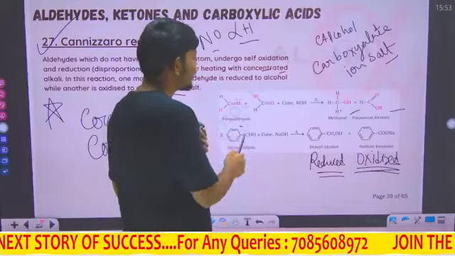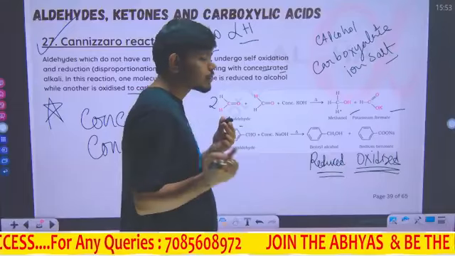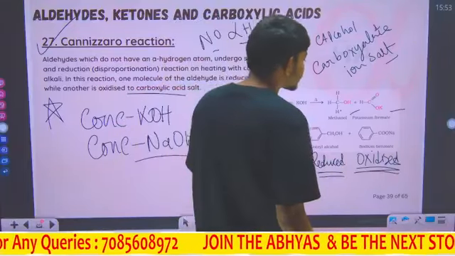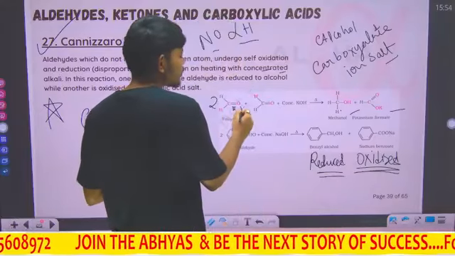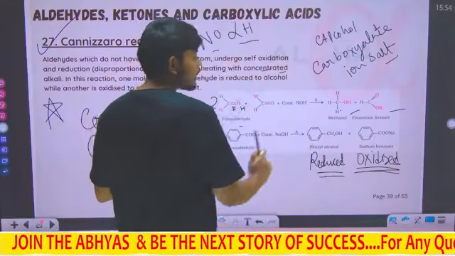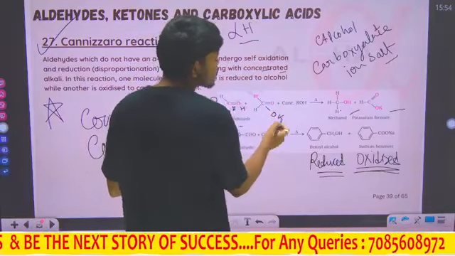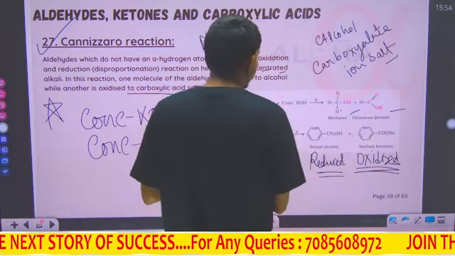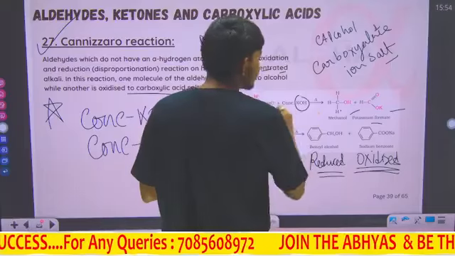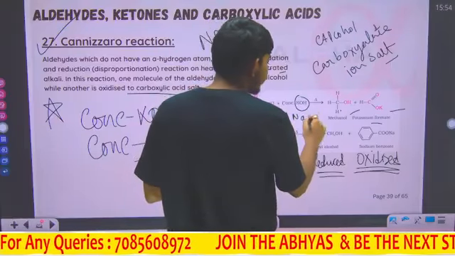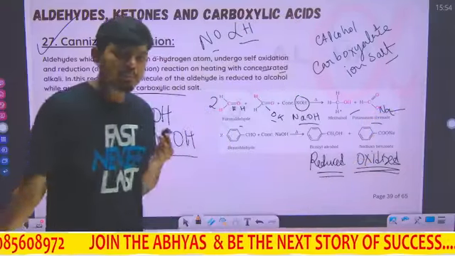One example: formaldehyde. It does not contain any alpha hydrogen. It reacts with two species. One will be converted to alcohol, another one will be a carboxylate salt. Instead of O, hydrogen is introduced here, so you get methanol, your alcohol, and another product where OK is introduced: potassium formate. Why potassium? Because KOH is used. If you use concentrated NaOH, then it will be Na here. Easy, simple.